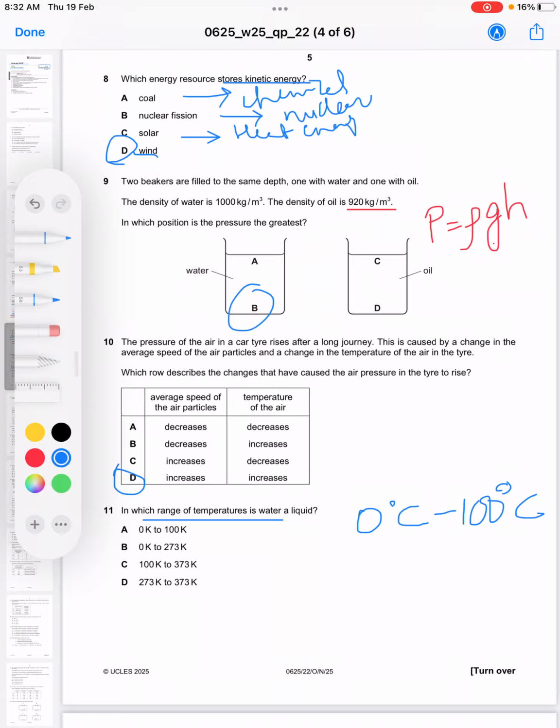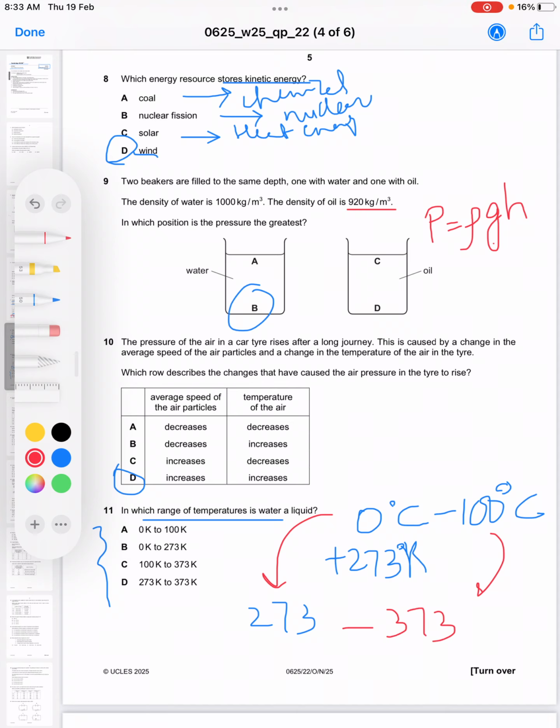But here you can see all the answers are in Kelvin. So when we convert them, we just need to add 273 to both temperatures. So we get the temperature range: for 0 you get 273, and for 100 you get 373. So you can check it, option D, right?